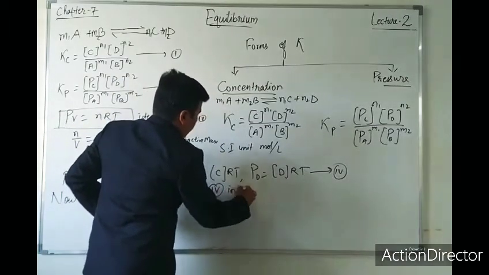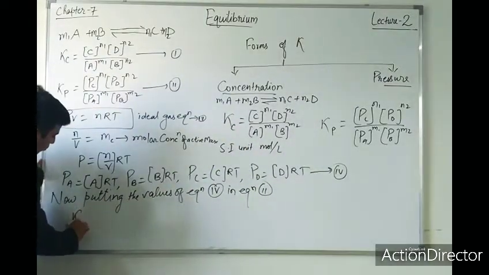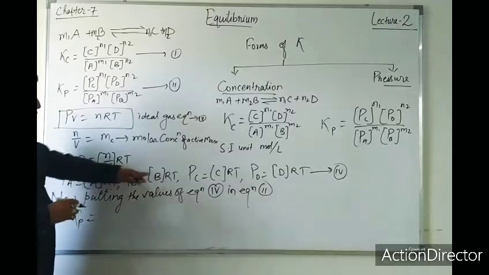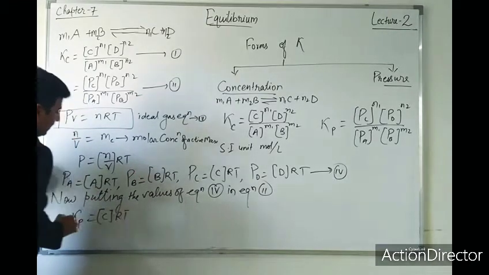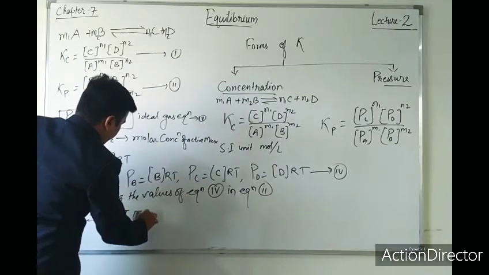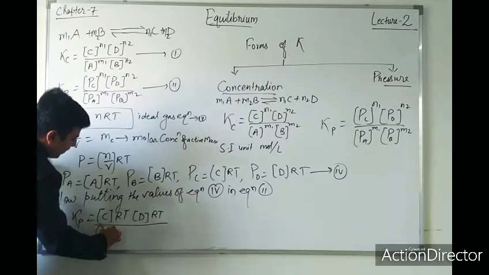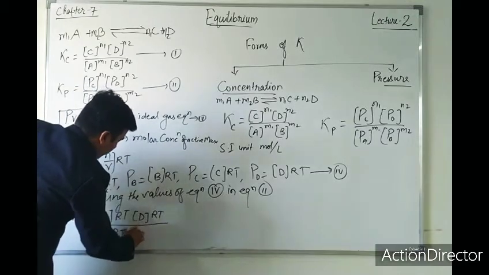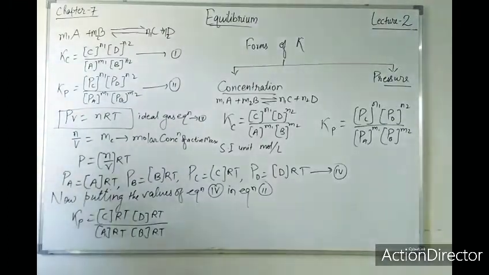in equation 2. Okay, so we are just putting Kp is equal to, instead of PC, what we have to write? CRT, right? Can we write here CRT? Instead of PD, we have to write DRT. Instead of PA, we have to write ART. And instead of PB, we have to write BRT. Can we write this thing or not? Yes or no? First tell me. We have just put the values.